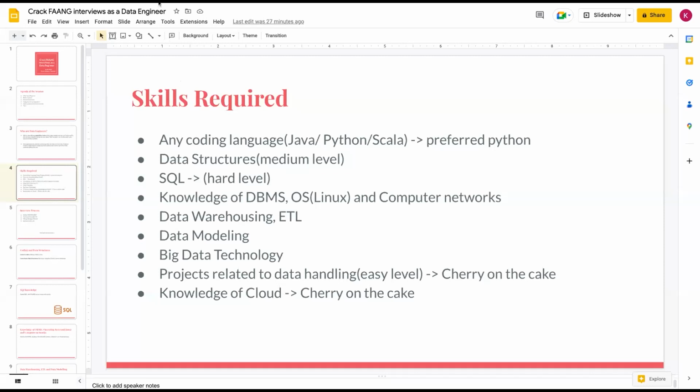No company is working on the on-premise data. So, cloud knowledge: if you are applying for Amazon, it is not like you need to have the knowledge of AWS specifically. You just need to have the basic knowledge of what cloud computing is, the basic stuff only. But if you have a bit of knowledge of AWS services, then it is actually good.